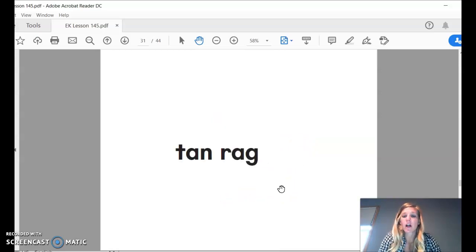Now, these are what we call short phrases. That means we put two words together and it makes a little phrase, which is not quite a full sentence. This says tan rag. So it put two words together. Can you picture what a tan colored rag would look like? Tan rag.